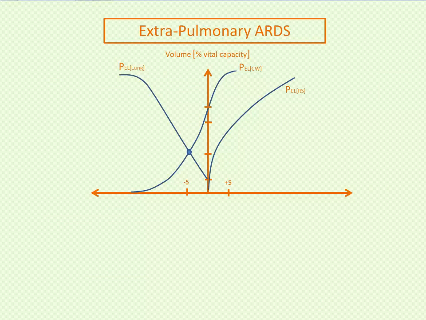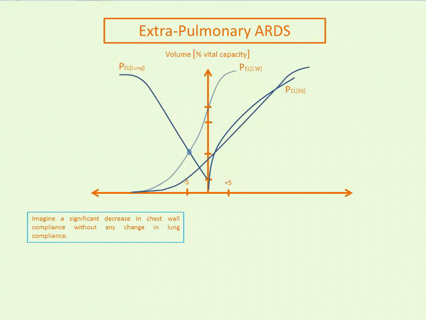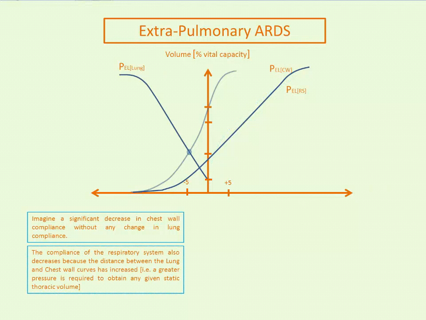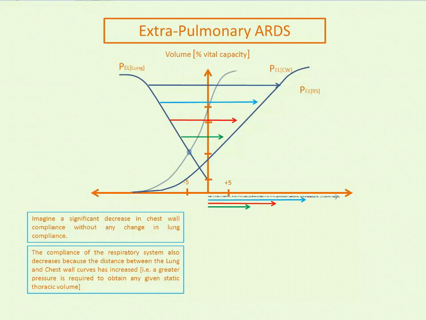So what about extra-pulmonary ARDS? Well, that's a drop in the chest wall elastance curve, so that shifts down and to the right. There's an increased lateral distance between the two curves, so graphing them you see there's a decrease in the compliance of the respiratory system, but because pleural pressure follows the chest wall elastance curve, the difference between a plateau pressure, or your alveolar pressure, and your pleural pressure is actually much less.